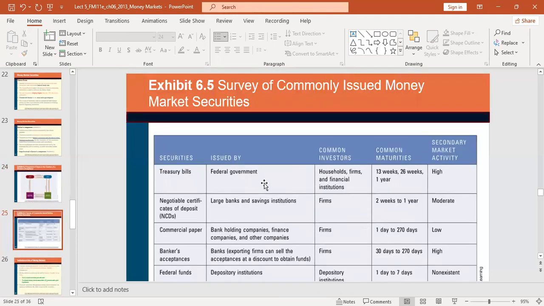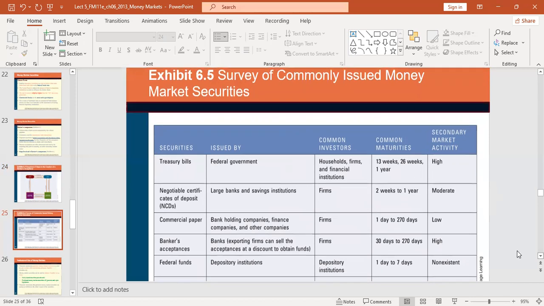So these are examples of commonly issued money market securities that we have discussed. These are the people that issued it. Treasury bills, it is issued by the federal government. Negotiable certificate of deposit, it is mostly issued by large banks and saving institutions. While commercial paper is mostly issued by the firms. So in terms of maturities, you can see they are all within 1 year.